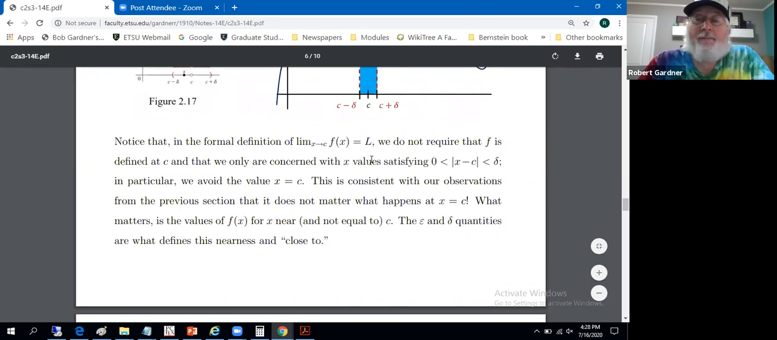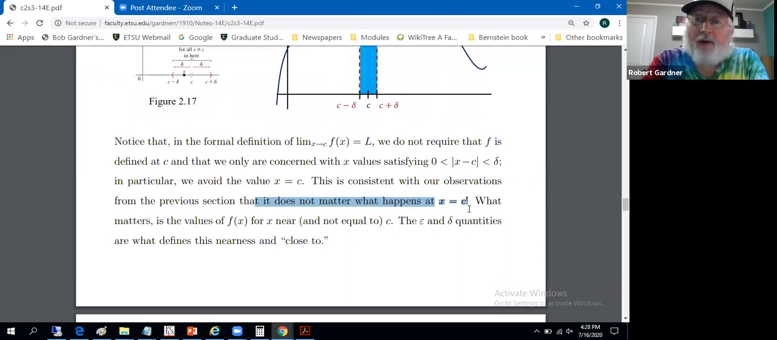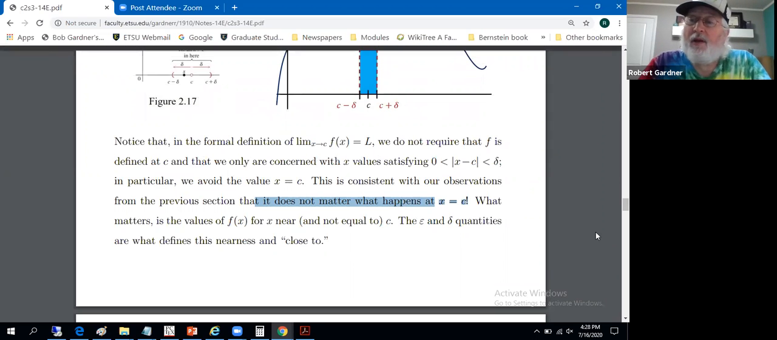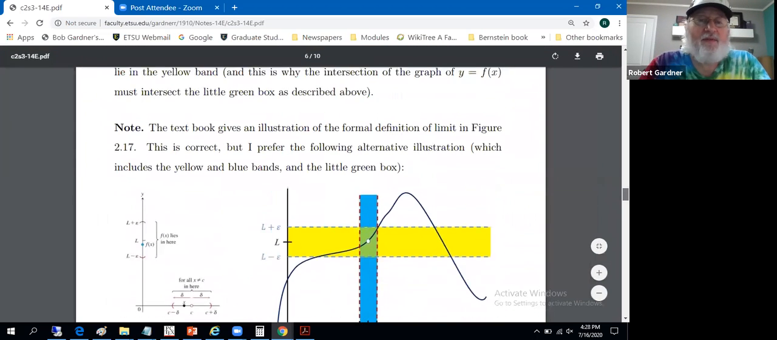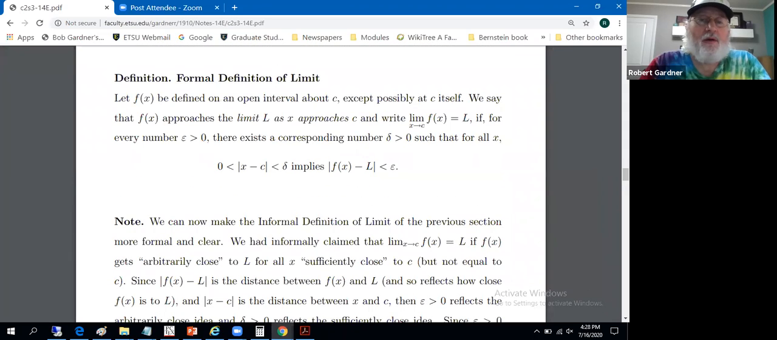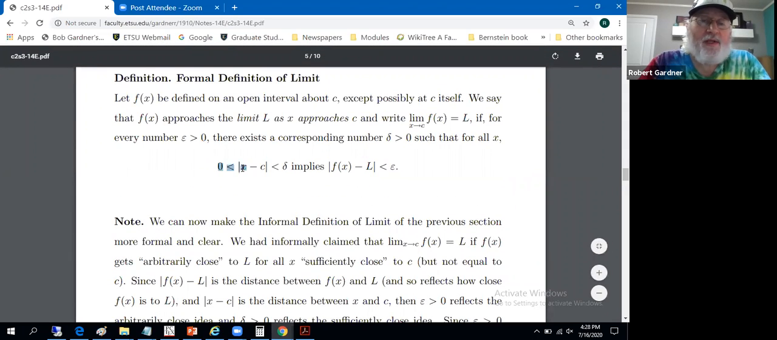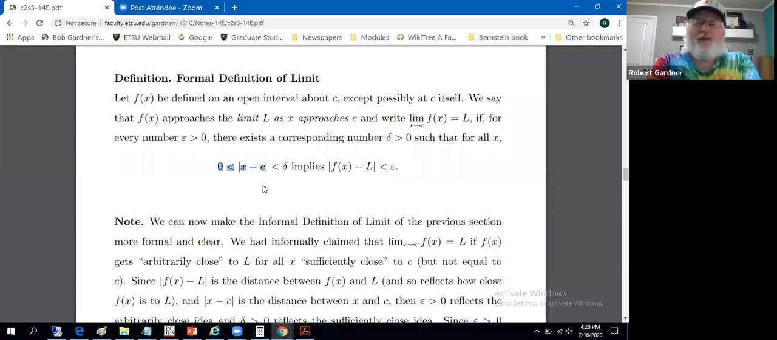We don't require that f is defined at c. I've said this before, but now I can point to an explicit place in the formal definition of limit. It doesn't matter what happens at x equals c. You said as much in the definition right there. When you said the absolute value of x minus c is greater than 0, you said x doesn't equal c. So I don't care what happens at c when taking limits. What matters is the x values close to c.